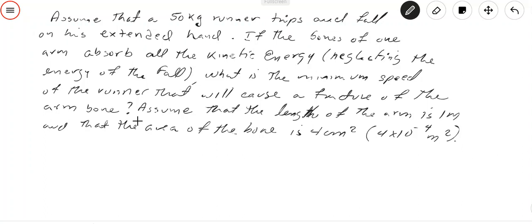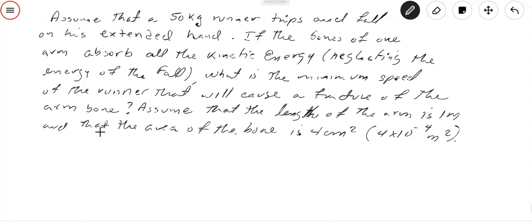They say assume that a 50-kilogram runner trips and falls on his extended hand. If the bones of one arm absorb all the kinetic energy, so we don't consider the energy due to the fall, what is the minimum speed of the runner that will cause a fracture of the arm bone? Assume that the length of the arm is 1 meter and that the area of the bone is 4 centimeters square, which is basically the same as 4 times 10 to the negative 4 meters square.